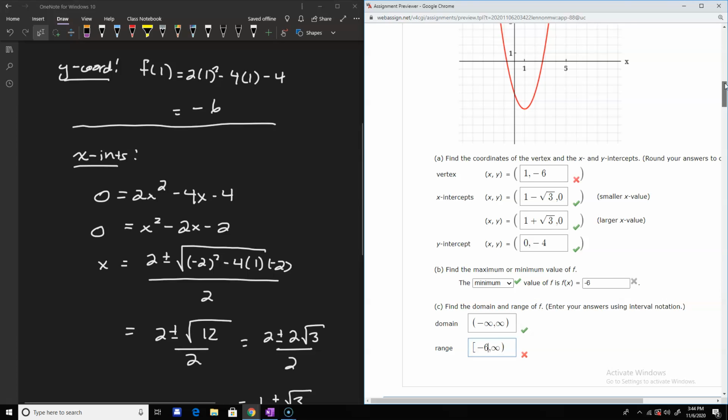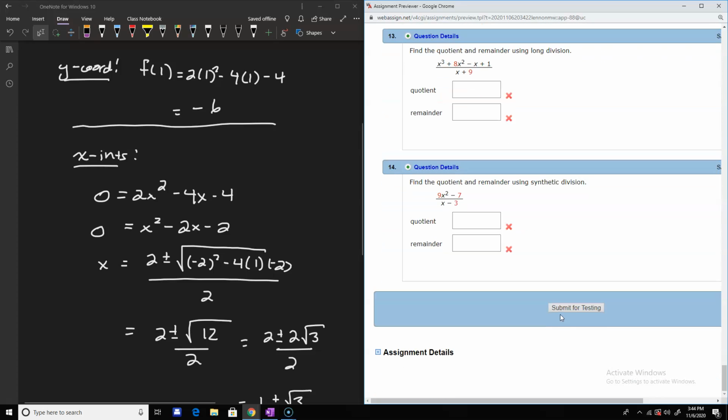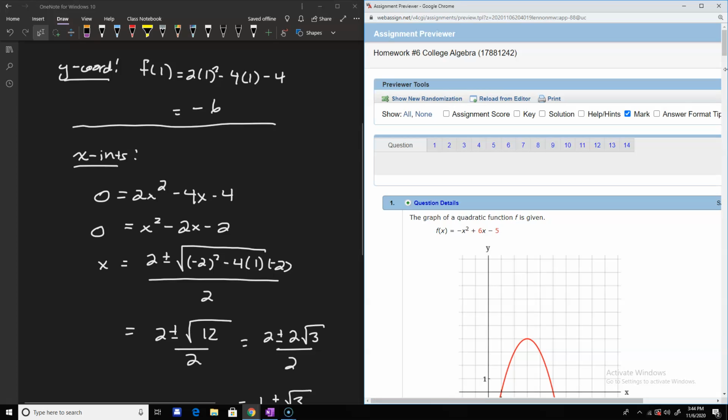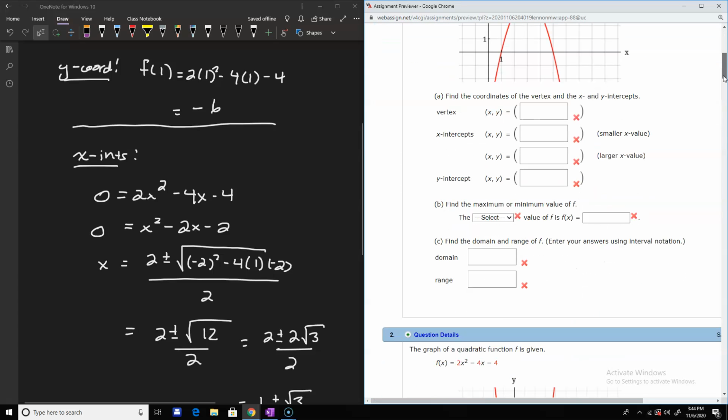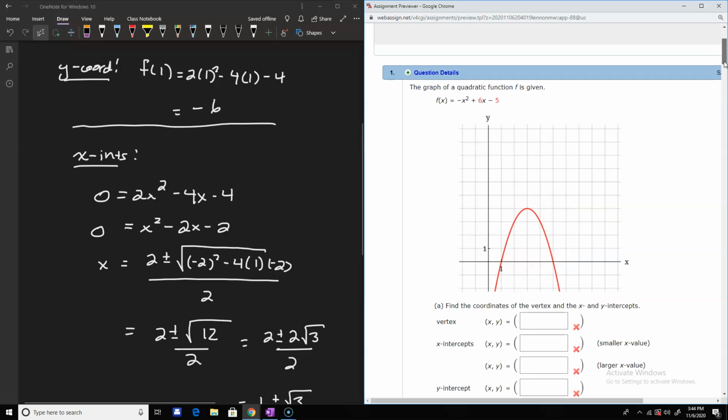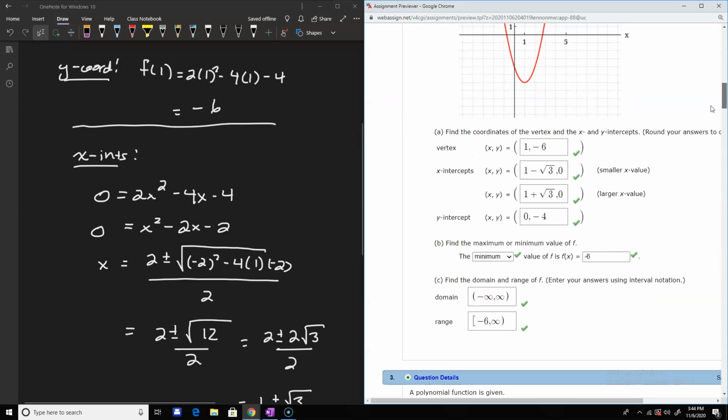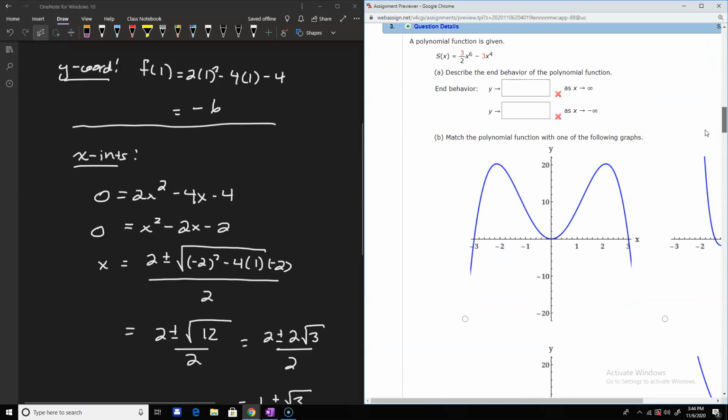So if we do that now, everything should come out correct. So again, that's my mistake there. So there we go. Everything's correct now on number 2. Okay, let's have a look at number 3.